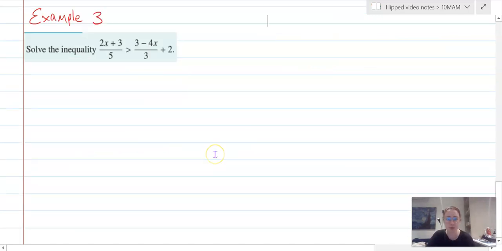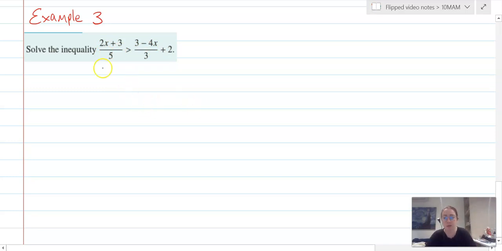Okay. Example 3, a little bit more complex. We've got the fractions in there. So nothing super hard, but that little bit harder than your one-step equations. So we're going to multiply both sides by 5 and both sides by 3 to get rid of those fractions so that we're cancelling out.